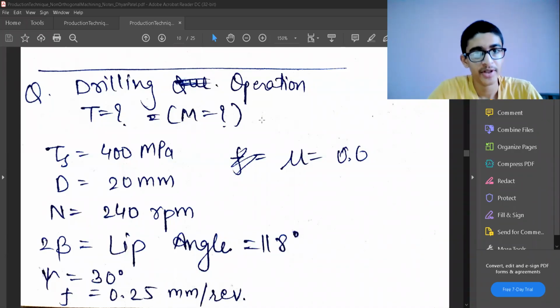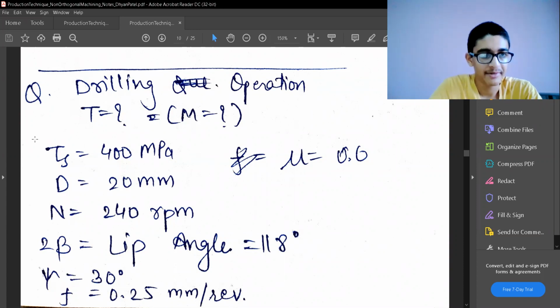Let's start with the numerical question on the drilling operation. Earlier we have seen the drilling operation. How are we going to model and get the values of force and torque? Here it is asked to find the value of torque, that is M, whose equation we have seen earlier in the previous video.